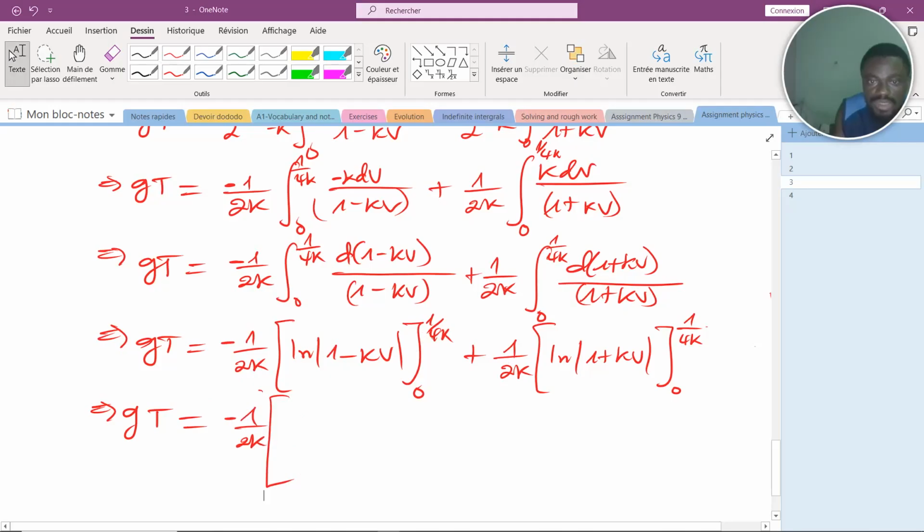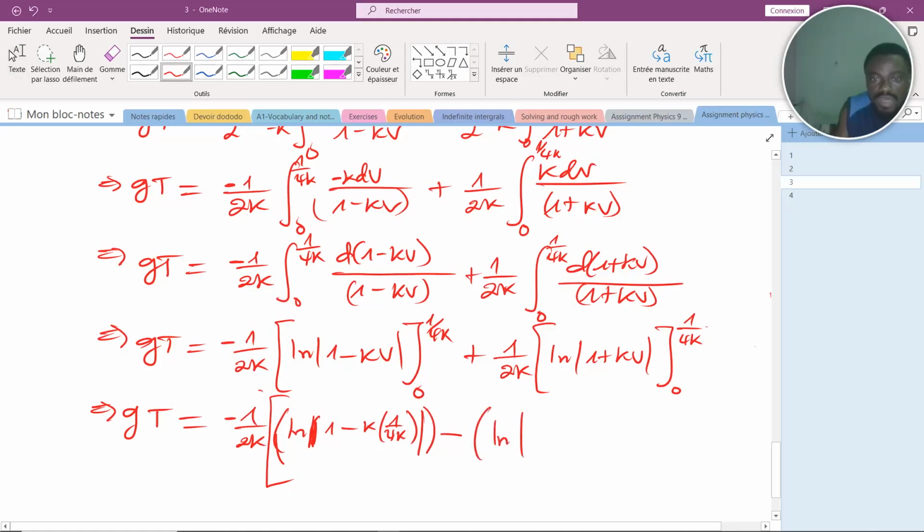The upper bound here is 1 all over 4k. Is that okay? So I will have ln of the absolute value of what? 1 minus k into 1 all over 4k. Is that okay? There is the absolute value here, don't forget. Minus the lower bound. So I substitute the lower bound here.